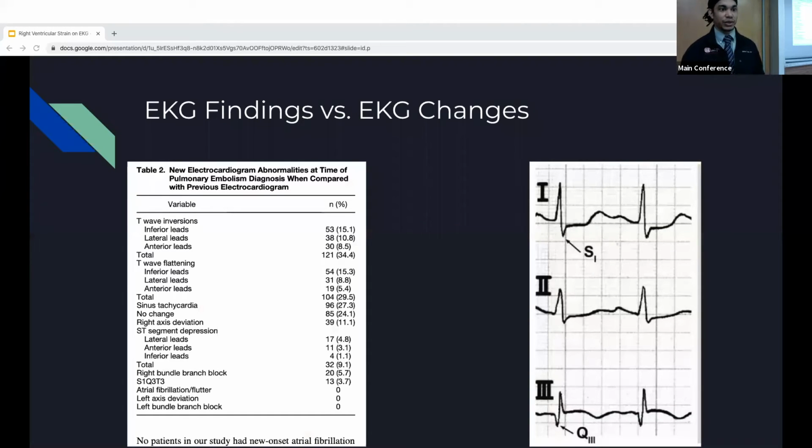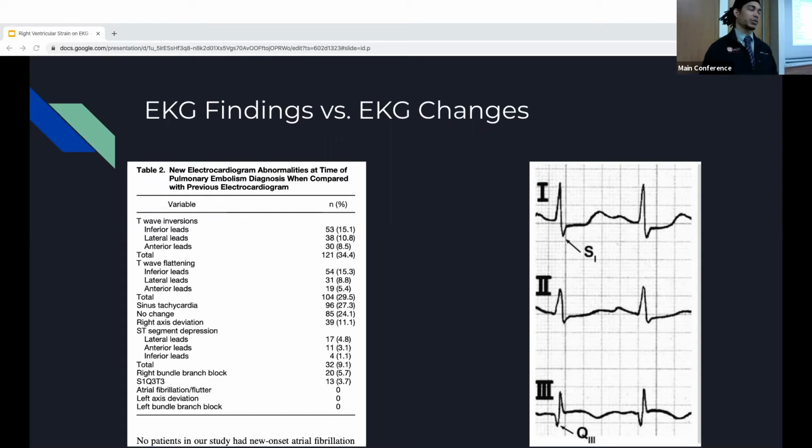But in 2017, a Journal of Emergency Medicine study that I did find interesting specifically looked at the difference between EKG findings and EKG changes. They took a large pool of patients with PEs. It's a large systematic review and meta-analysis. Instead of looking at what the EKG findings of RV strain were and trying to correlate that with a PE, they looked at the EKG findings today, correlated them with the prior EKG from these patients, and saw what EKG changes they had when they came in with their PE.